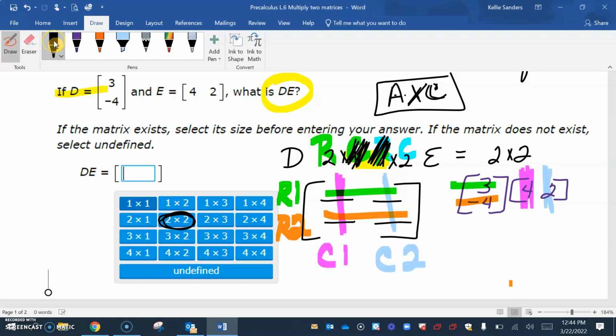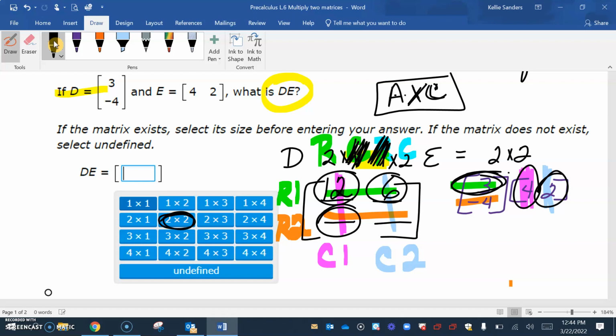Okay, so we're going to multiply the first element in row 1 by the first element in column 1. See where this green and purple collide? So we're doing row 1 and column 1. In this matrix multiplication, there's only one set of numbers to multiply. So this would be 3 times 4, which is 12. And then this is green and blue, so that would be 3 times 2, which would be 6.